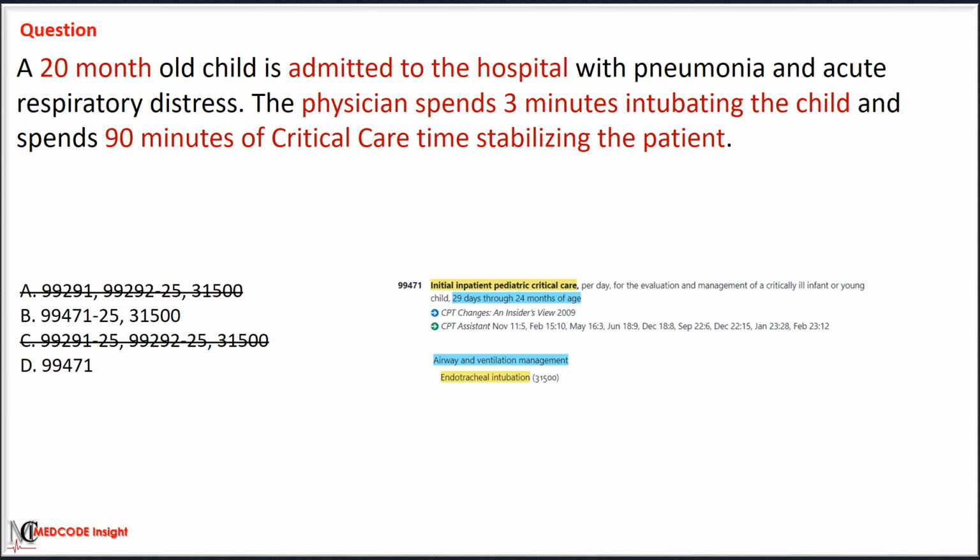codes 99468 to 99476. Our correct option is option D with the code 99471, which is used for initial inpatient pediatric critical care per day for the evaluation and management of a critically ill infant or young child 29 days through 24 months of age.